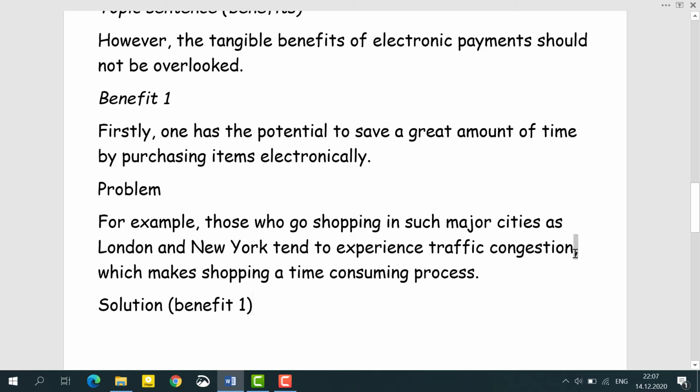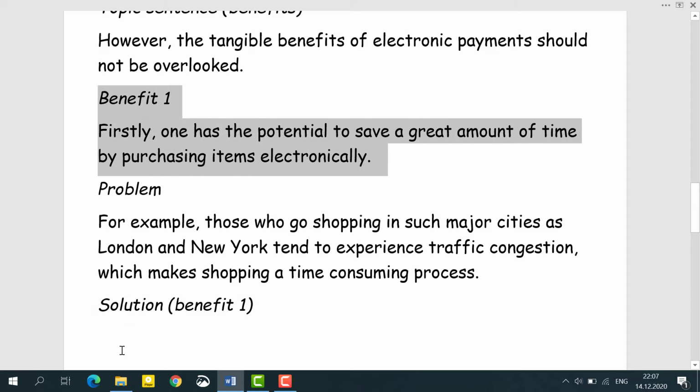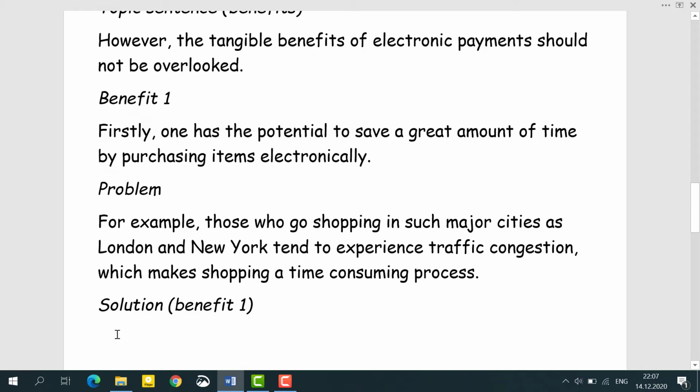Now, here I've used a comma. Why? Because I'm providing extra information, okay? This information is not important. This information is extra. So when you want to give some extra information, you want to use a comma in your sentence. Now, in my next sentence, I'm going to find a very quick solution, and I'm going to use the first benefit, which I have already mentioned before. Now, how can I do it?